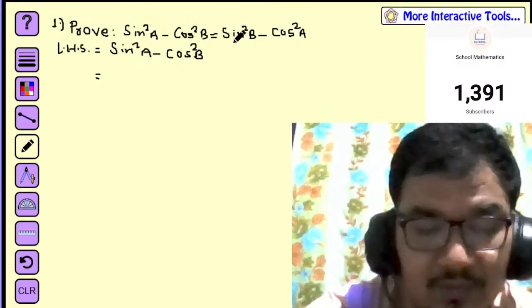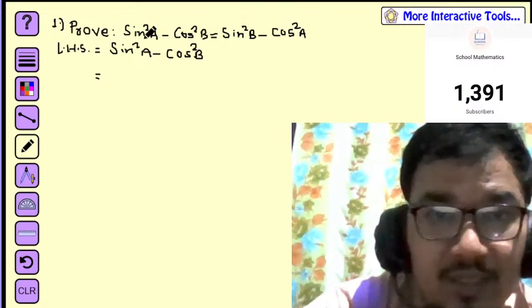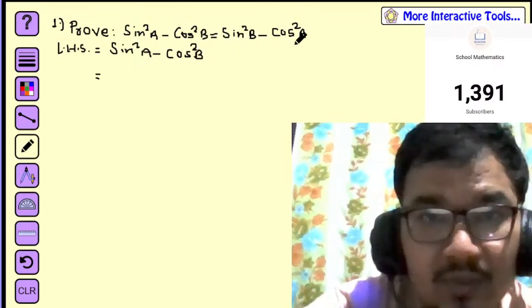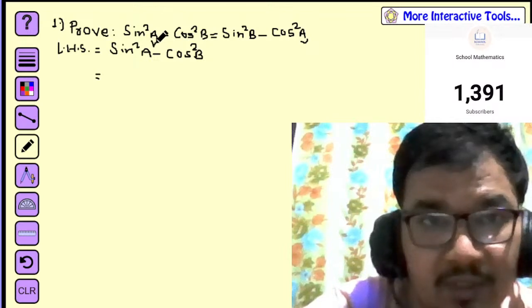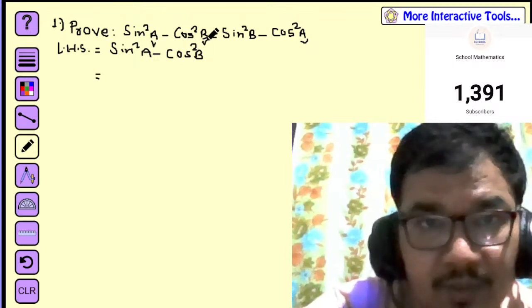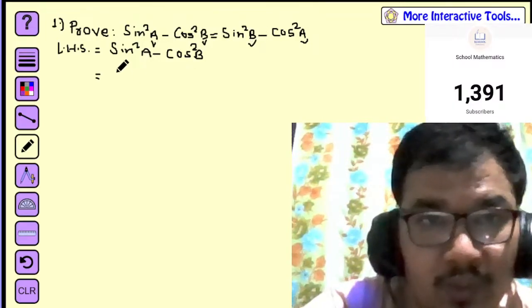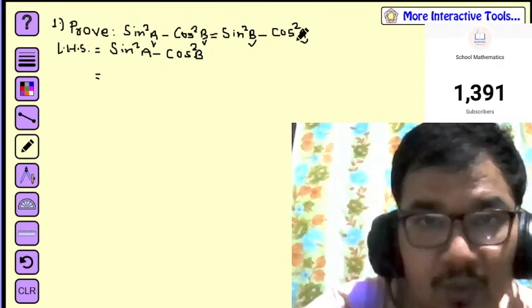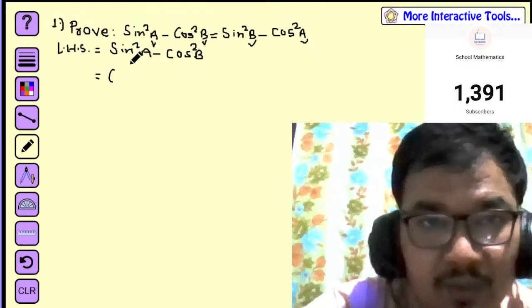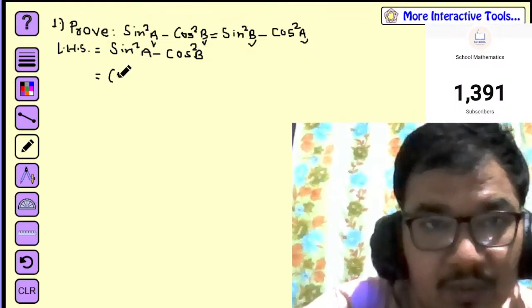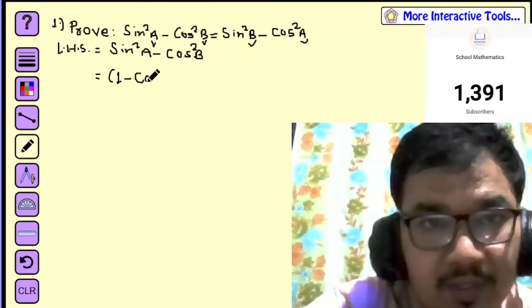According to this question, here is given sine square A, but in the answer we have cos square A. Look there, here is A and here is A, right? And cos square B we need to bring in sine square B, right? And there is only one relation. Sine square A we need to bring cos square A. That's why there is one formula, the Pythagoras relation. Sine square A means we have 1 minus cos square A, okay?